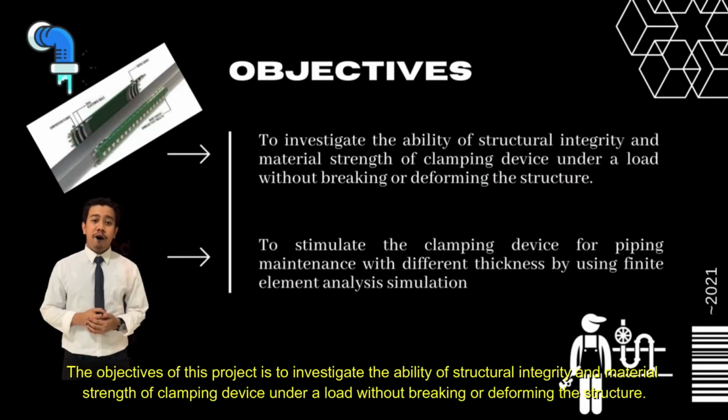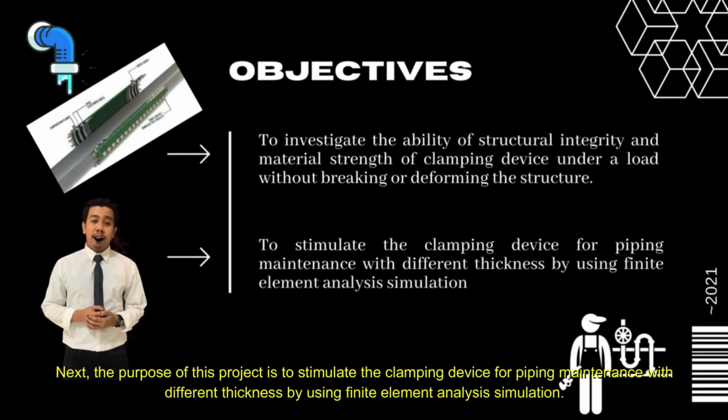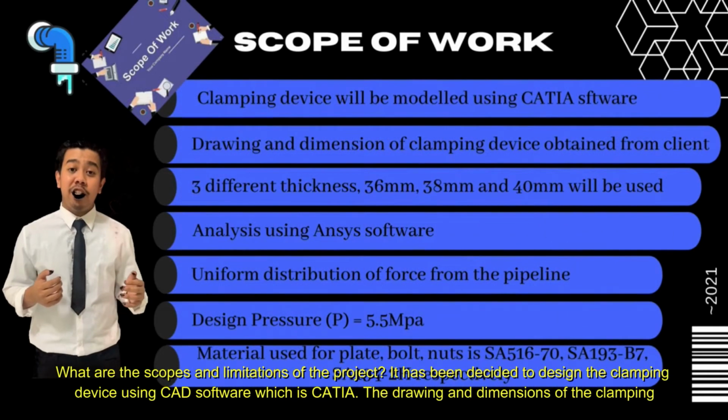The objective of this project is to investigate the ability of structural integrity and material strength of the clamping device under a load without breaking or deforming the structure. Next, the purpose of this project is to simulate the clamping device for piping maintenance with different thickness by using finite element analysis simulation. What are the scope and limitation of the project?